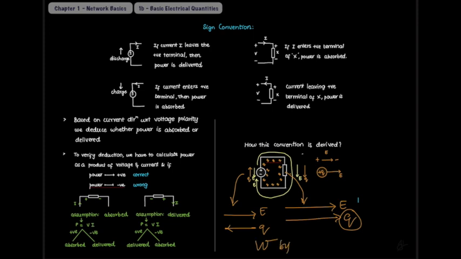So in this circuit, with this understanding, we can tell that work is done by the battery and work is being absorbed or utilized by the other elements in the circuit. That's how the convention works: when the current leaves the positive terminal, the power is being delivered, and when the current enters the positive terminal, it is being absorbed. That's how the convention is valid. Hope the understanding is clear.